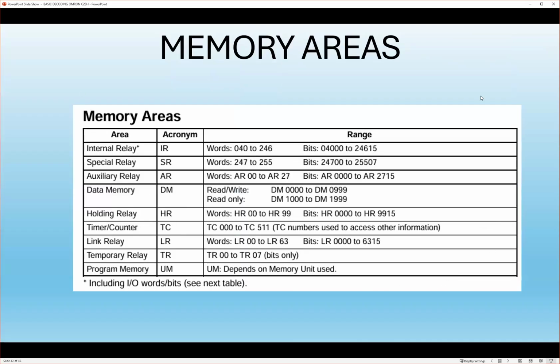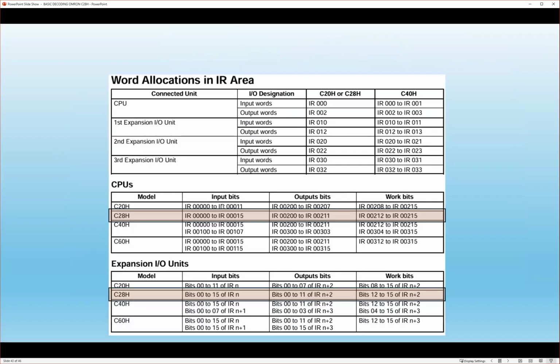This is going over the memory areas in our appendix. So this is yet again our internal relays, special relays, auxiliaries. This is just breaking it down again, because we're going to need to know the acronyms, and if the acronyms don't exist like they were saying, we're going to need to know what words and bits correspond to that. I brought up our word allocations again in our C28H and first expansion and second expansion unit, which I went over in the first part.